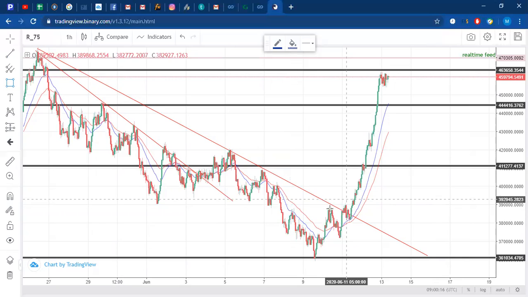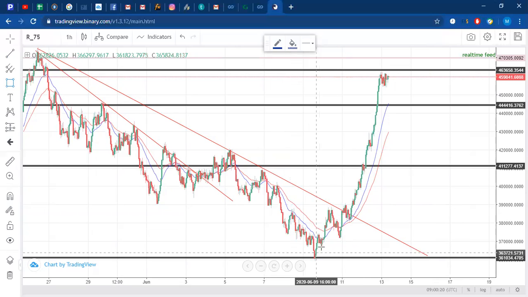So you can see here, price was already making higher highs and higher lows. You see that?